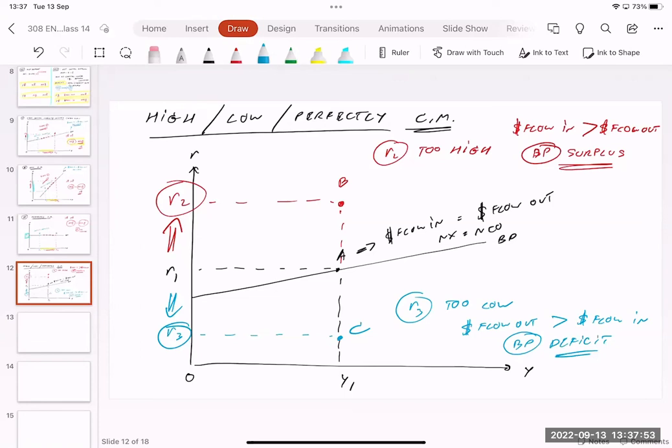This you should know. For the point above the BP curve, the balance of payment becomes surplus. Every point below the BP curve, the balance of payment becomes deficit. This applies to all cases. Okay, so far so good.